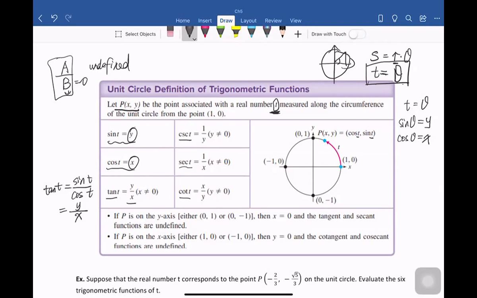Undefined. And look at our expression here. The y appears in the bottom for the cosecant t. So if y equals 0, the cosecant is undefined. So we can't choose y equals 0 for the cosecant. For the secant, x is in the denominator, I mean in the bottom. That means it's undefined if x equals 0.